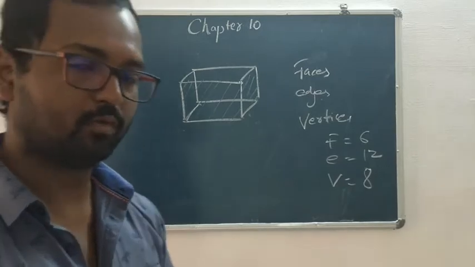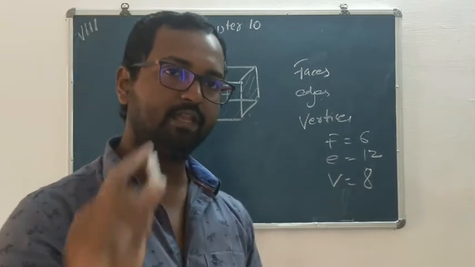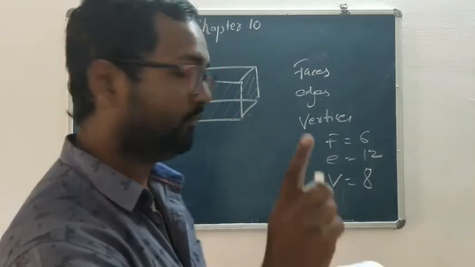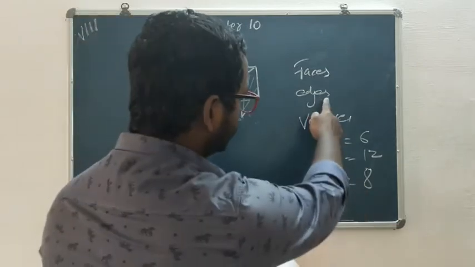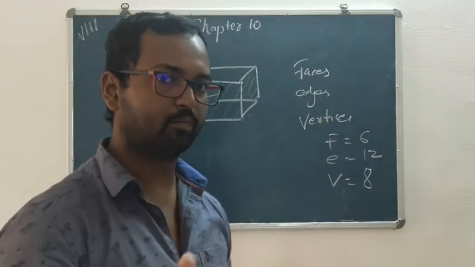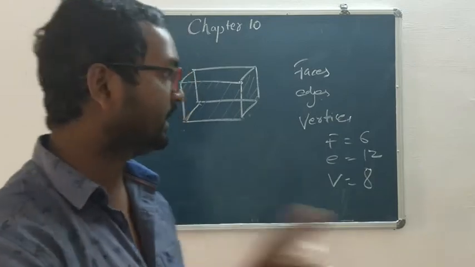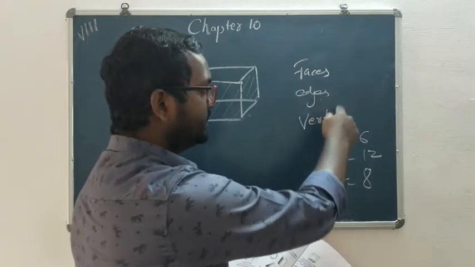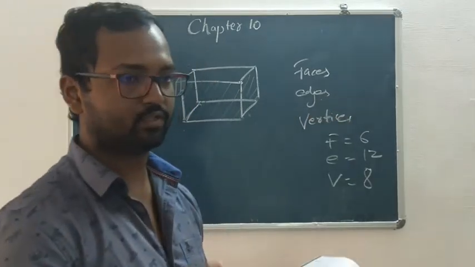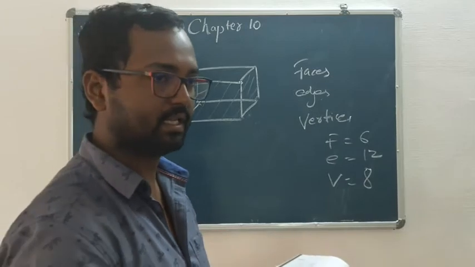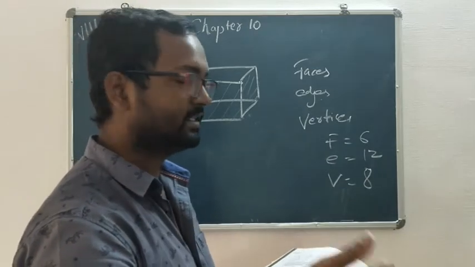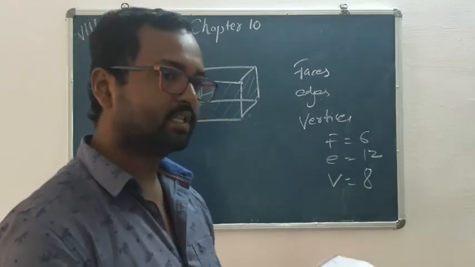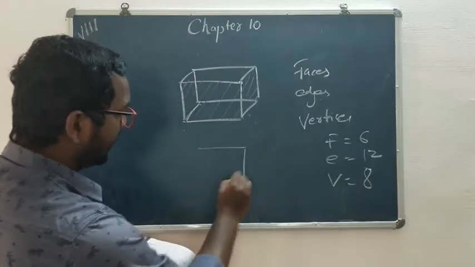So we are talking about a figure. A polyhedron is any figure which has faces, edges and vertices. In simple terms, a polyhedron is a figure which has faces, edges and vertices only. That has to be very clear. Only, nothing else. It must have faces, edges and vertices only, which means basically there should be only lines.